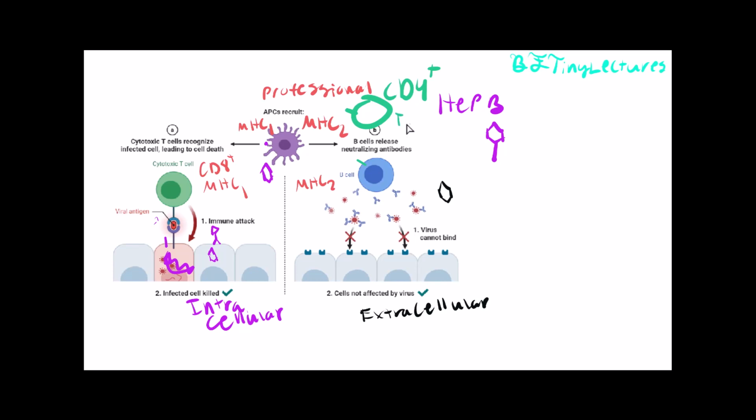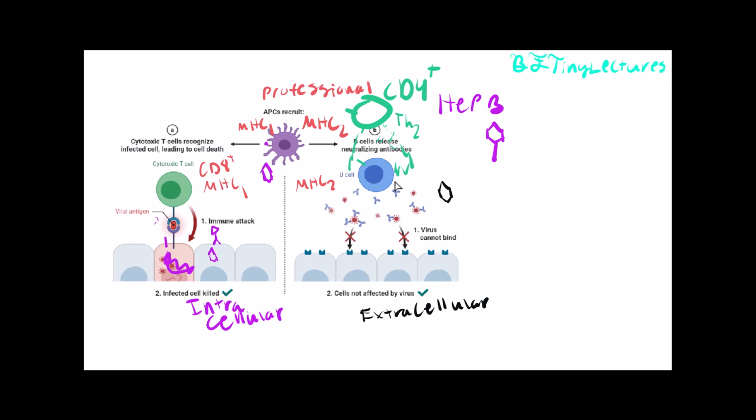Again, this is a TH helper cell. Specifically, since we're communicating with the B cell, it is going to be a helper 2 cell. So now this helper 2 cell is going to release cytokines, and it says, yes, B cell, we're dealing with hepatitis B, and I need you to create more antibodies.